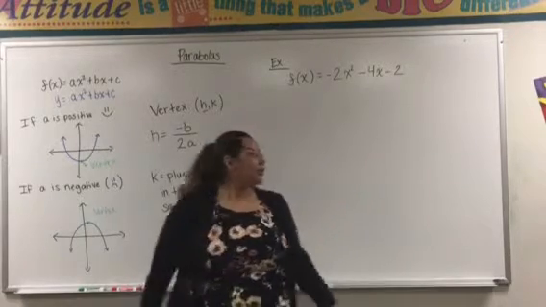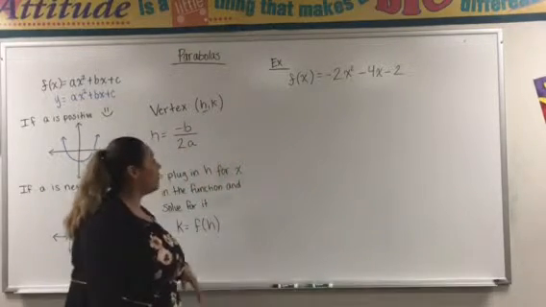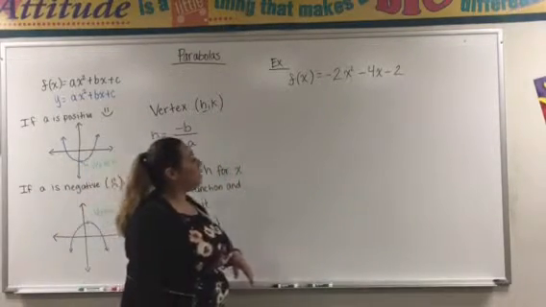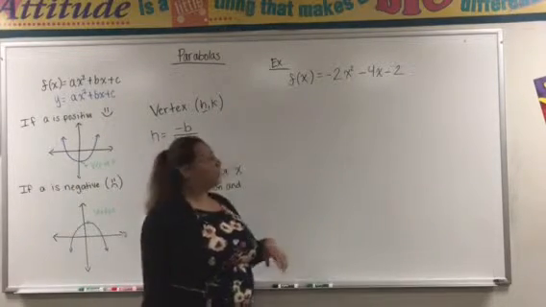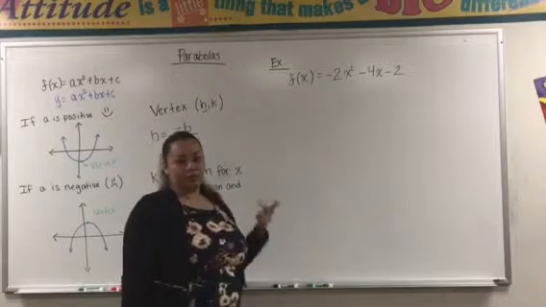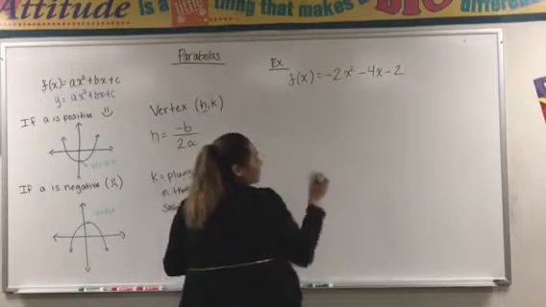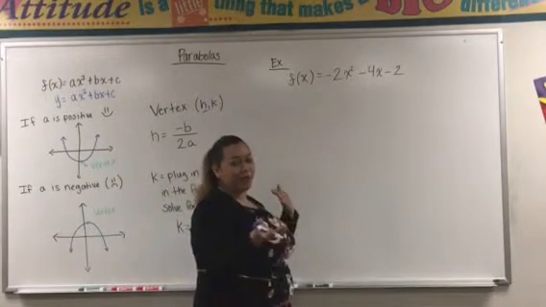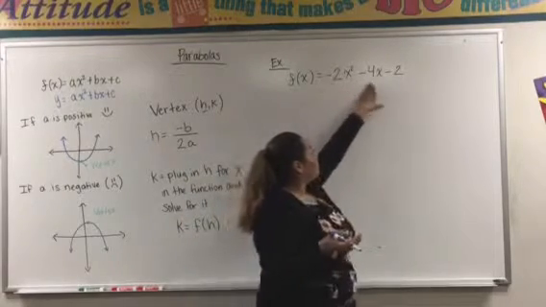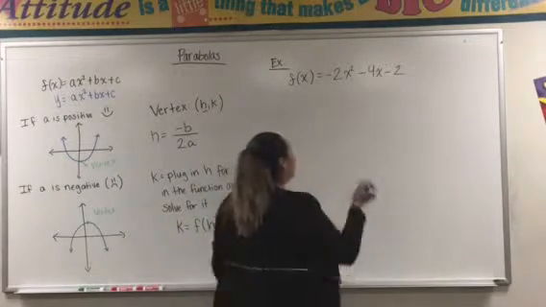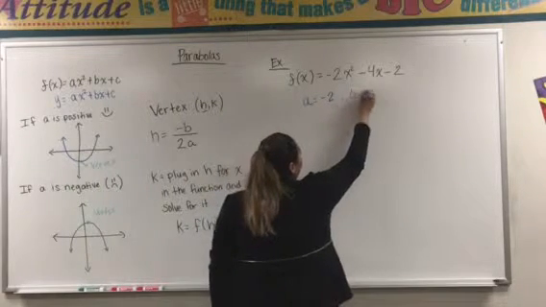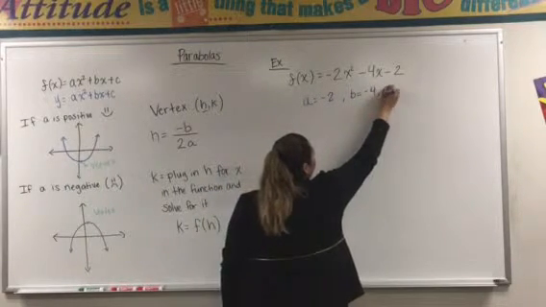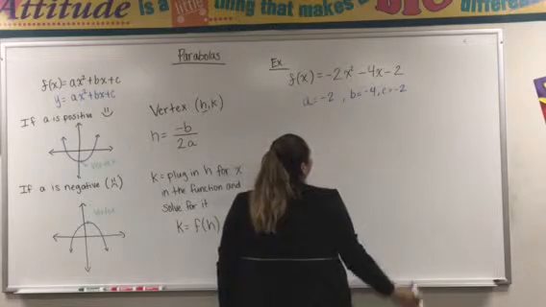So now let's look at an example. We have f(x) equal to negative 2x squared minus 4x minus 2. First thing that we're going to do is identify what a, b, and c are. It's like the alphabetical order. So a will be your first number, b will be your second, and c will be your third. A equals negative 2, b equals negative 4, and c equals negative 2.